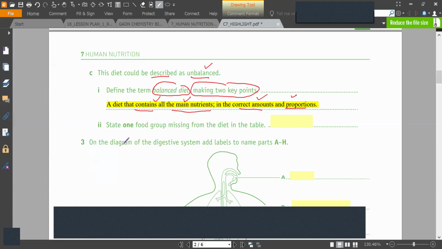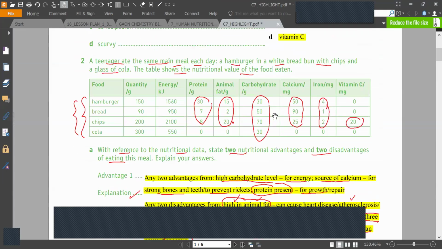State one food group missing from the diet in the table. The one that is totally missing is fiber. So we don't see any category of fiber in the table.